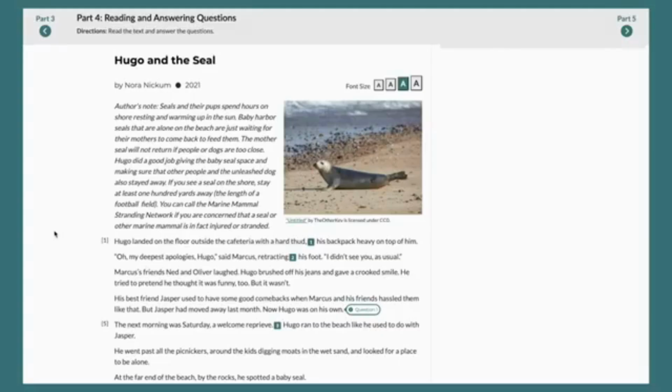Let's read the first 4 paragraphs of Hugo and the Seal together. When I come across a word I don't know, I'll stop and look for context clues to help me. Follow along with me on this video as I read.